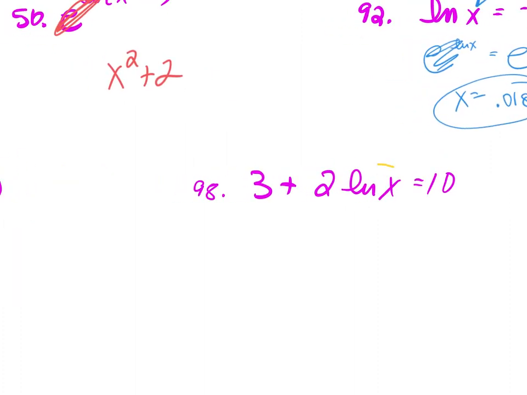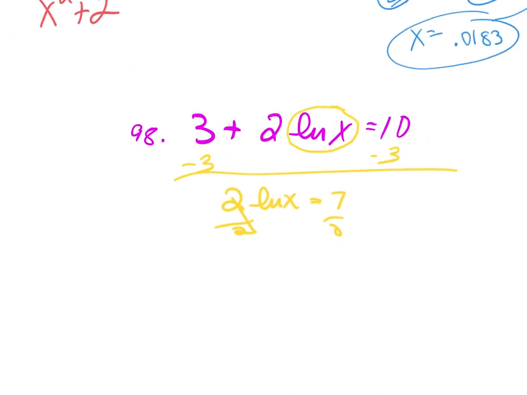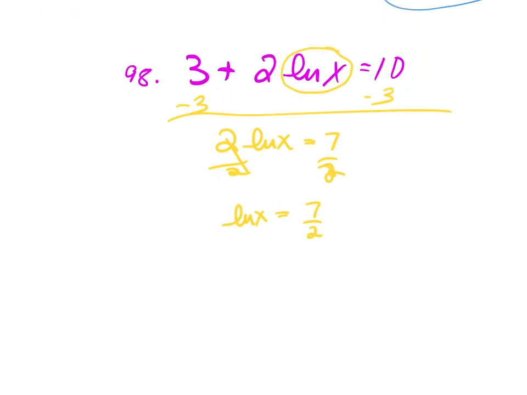All right, in this case, guys, look here. Here is my function, natural log of x. I have something being added to and multiplied by. So you've got to get this by itself first. So the first thing you're going to do is subtract 3. So you have 2 natural log x equals 7. Now we're going to divide by 2. So I have the natural log of x equals 7 over 2. Opposite of natural log is e. So I have e to the ln x equals e to the 7 over 2.